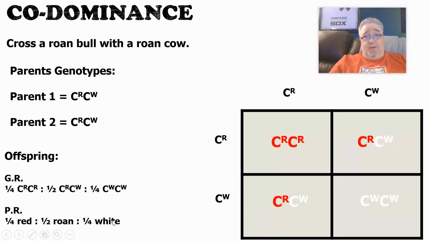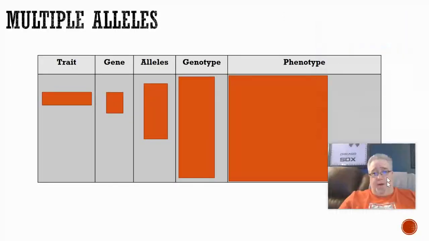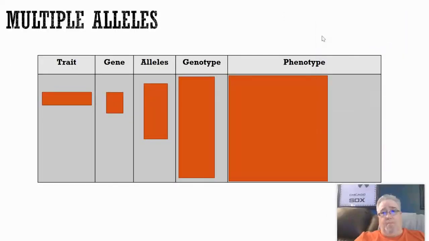All right, so this is codominance. It's a little bit of a difference from incomplete, but I mean, they're Punnett squares. They're not that difficult to do. As long as you know how to write the parents and fill in the Punnett, you can figure out any of these ratios.